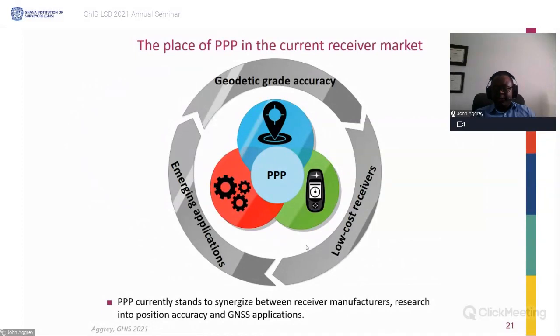What I want to show here is that right now, PPP is in a very sweet spot. And remember, all of the results that I've shown you were generated using PPP. There are emerging applications that currently rely on PPP, and there are low-cost receivers that rely on PPP. Right now, you can get geodetic grade accuracy using the technique, as I've demonstrated even with a smartphone. That makes it quite nice, quite unique in this aspect.